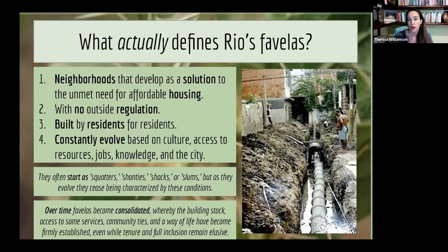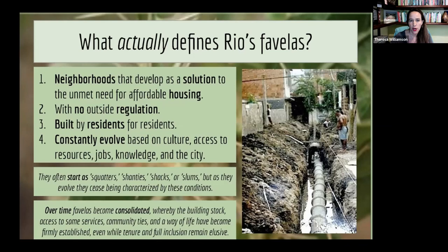And so this slide is just to show our conclusion of what the favelas in Rio, anyway, all have in common. There's nothing here that's inherently negative or positive. They're neighborhoods that develop as a solution for the lack of affordable housing. There's no outside regulation, which can be negative, of course, because it can breed all sorts of complexities and problems, but it can also breed a lot of creative solutions and resiliency. They're built by residents for residents, so that means that they're often meeting needs in ways that development by outsiders for low-income communities doesn't.